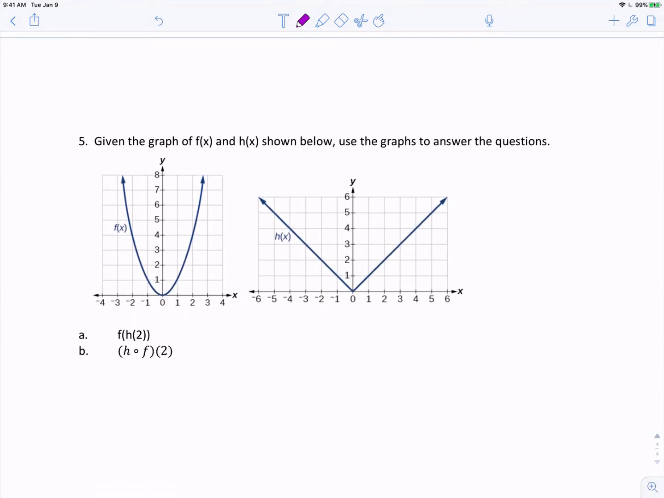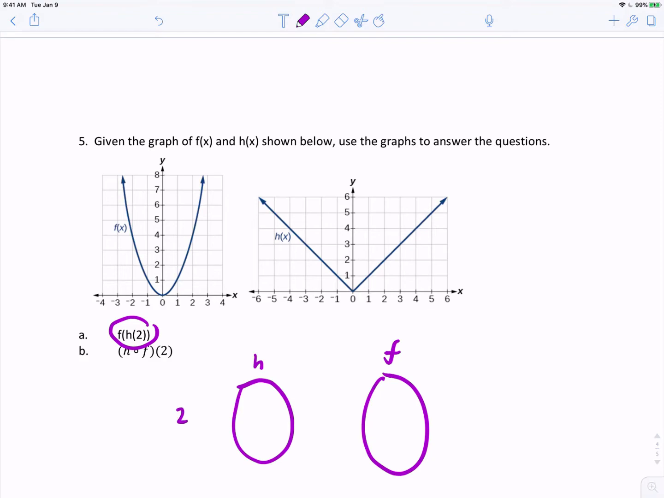Number 5. Given the graphs of f of x and h of x shown below, use the graphs to answer these questions. So find f of h of 2. So again, when it's written in parentheses like this, the first thing we're going to apply is h, and then we're going to apply function f. Now in this case, we don't have rules for the functions, we just have pictures.